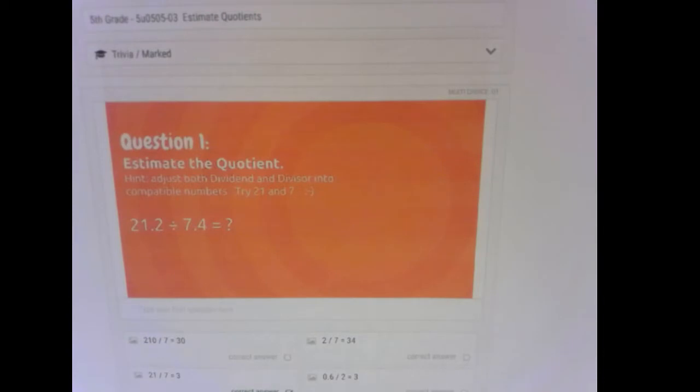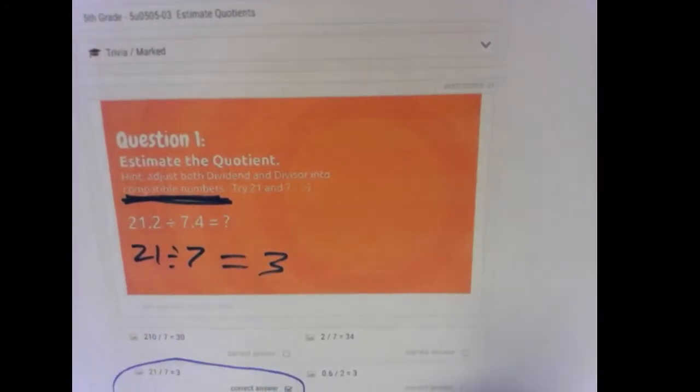how could we estimate what the quotient would be? Maybe we're just trying to get an estimate of a reasonable result for 21.2 divided by 7.4. Maybe it was something like if we had $21.20 and something cost $7.40. About how many of these pieces would we be able to buy? About. Okay, so it's a little bit of an art.